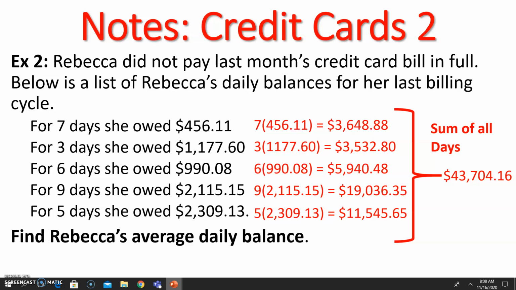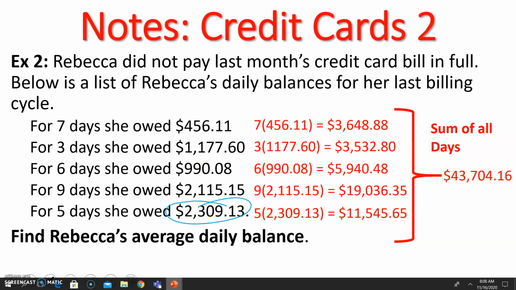$43,704.16. So we can see then that this is first off not the average. This is just the sum of all the days. If we added the balance in her account, how much money she owed every single day. Now keep in mind, she does not owe $43,000, right? We could see here that the most she ever owed was this $2,309 on any given day.